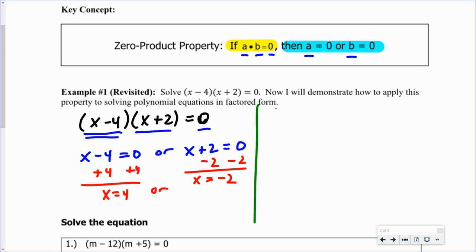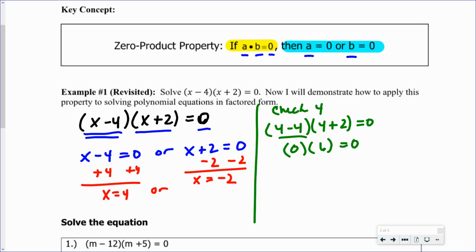So I'm going to check 4 first. So we're going to get 4 minus 4 times 4 plus 2. And we're checking to see if that equals 0. Well, 4 minus 4 is 0. 4 plus 2 is 6. 0 times 6 is 0, so 0 does equal 0 in this case. So that is a solution to the equation.